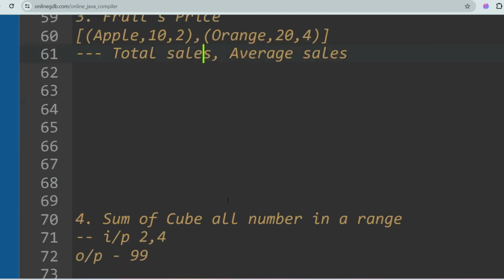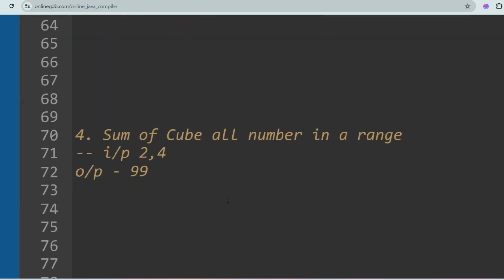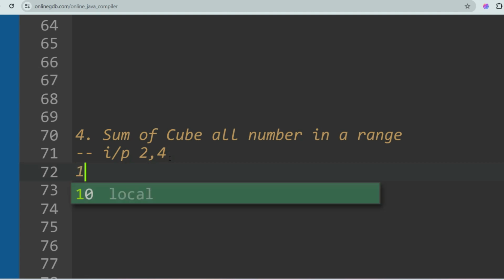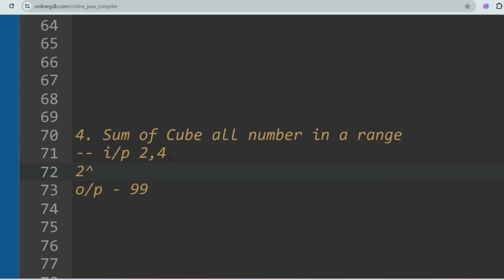Okay, so let's go to the next question, that is sum of cubes of all numbers in a range. Let's say in this problem you are given an input range like 2 to 4. The output is 99. How? The output will be 2 to the power 3 plus 3 to the power 3 plus 4 to the power 3. This becomes 99. So you have to just perform this operation. I hope you understood.